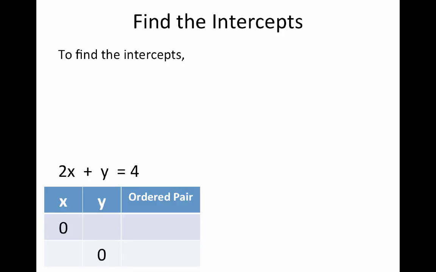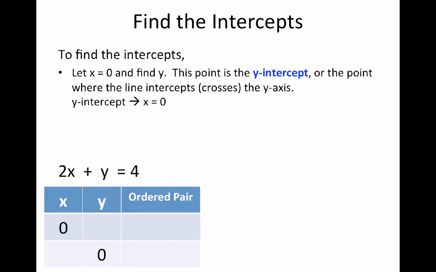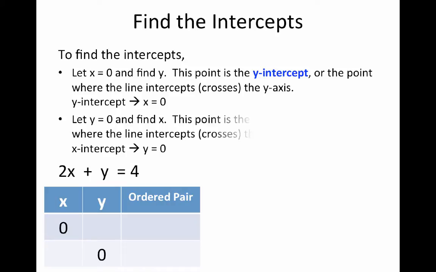Here's another way to graph a line. We can find the x and y intercepts. To find the intercepts, we're going to let x equal 0, and we'll find y. This point is the y-intercept, or the point where the line intercepts or crosses the y-axis. So when x is 0, we get the y-intercept. When we let y equal 0 and find x, this point is the x-intercept, or the point where the line crosses the x-axis.